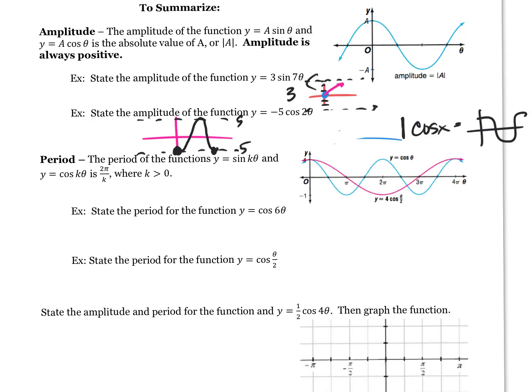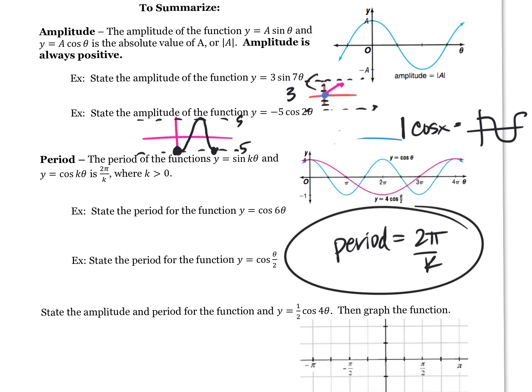The last thing is that period, which deals with the frequency. Would you agree this red graph has less frequency than this blue graph? This blue graph is more frequent. And the thing that messes with the frequency is the angle, the thing with the theta or the variable. So the period of any sine or cosine graph, period is always 2 pi over k. And honestly, if I were us, let's just go write it right here. Period equals 2 pi over k.